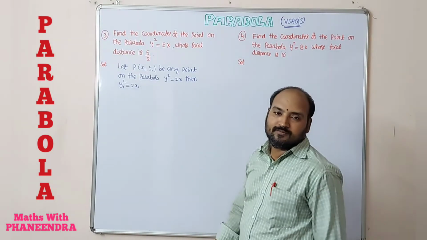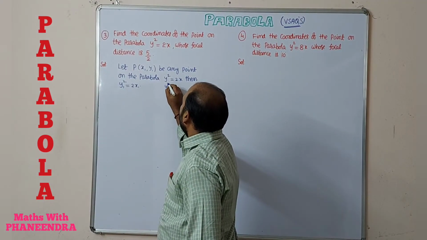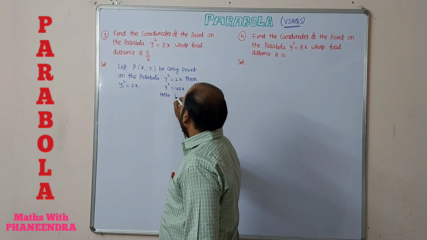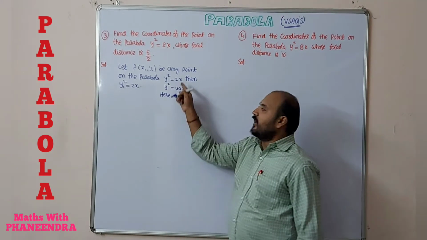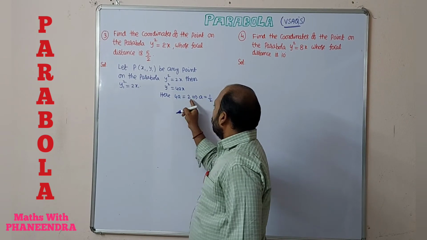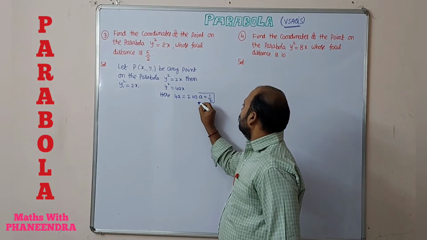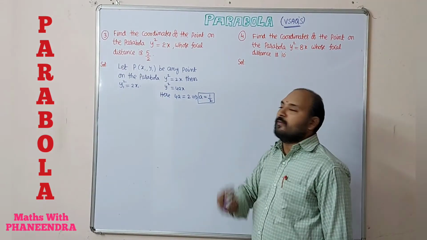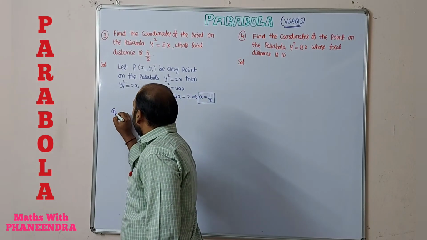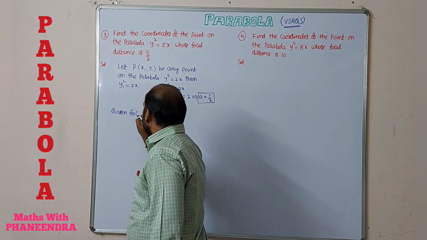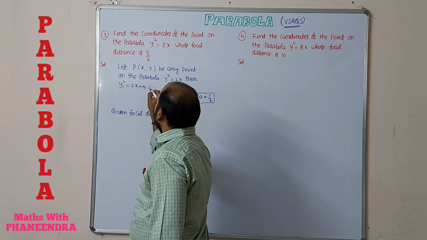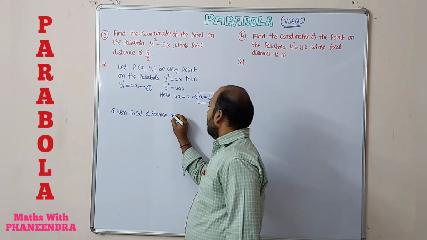Point lies on that. This equation of parabola you have to compare with y square is equal to 4ax. Here 4a is equal to 2. Compare with 4a, x coefficients. So a is equal to 1 by 2. Focal distance is 5 by 2. Given focal distance, you keep that equation number 1, equal to 5 by 2.